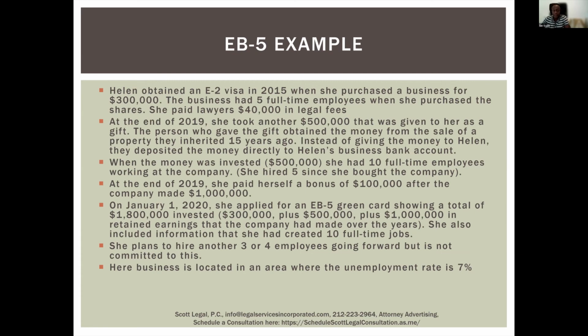EB-5 says that the person has to be in possession and control of the funds, and they have to be the one investing. So E2 doesn't have that kind of strict requirement, but EB-5 definitely does. So that's another big issue. The next big issue is that she invested the money when the company had 10 full-time employees. The employees that were there before the money was invested don't count towards the 10 employees that she has to create. Now the other big issue in the next bullet point is she paid herself $100,000.